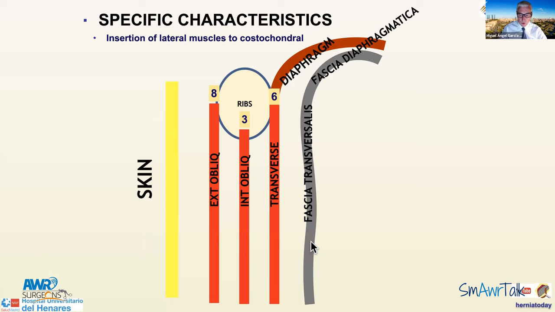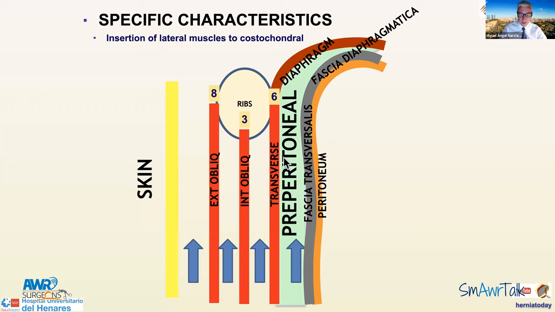We can observe that the peritoneum is underneath, and that the best plane to have a very good overlap is precisely the preperitoneal plane. In the superior part of the abdomen, the peritoneum is very thin, so we always advocate using a pretransversalis plane above the costal margin. But in the inferior part, you can go completely preperitoneal due to the distribution of the preperitoneal fat in the abdomen.